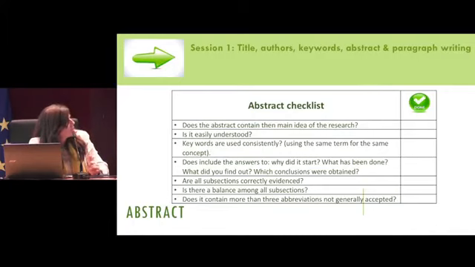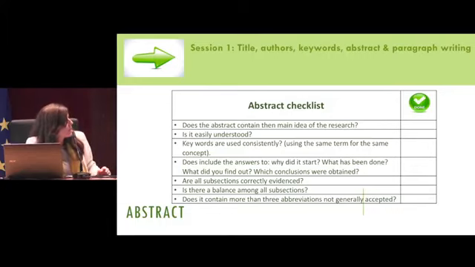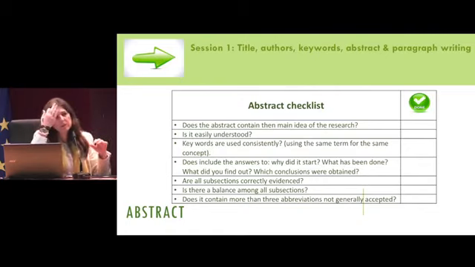Thus include the answers to what did I start, what has been done, what did you find out, and which conclusions were obtained. So the IMRAD structure: introduction, methodology, results, and discussion. Are all subsections correctly evidenced? Sometimes we can make a very short sentence in which we say, this paper is divided into 3 sections. The first one is devoted to the theoretical framework, the second one is the empirical research, and the final one is the conclusions and discussion, something like that.